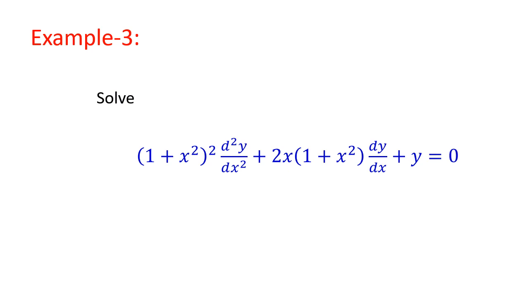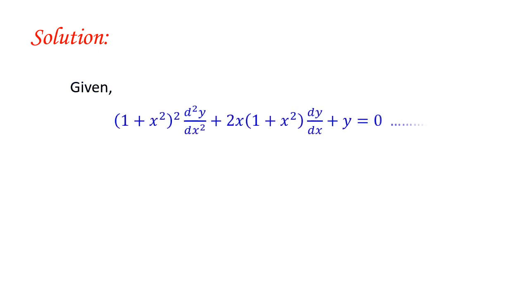Now we shall consider another example. Solve (1 plus x square) whole square into d square y by dx square plus 2x into (1 plus x square) into dy by dx plus y is equal to 0, using the transformation z is equal to tan inverse x. Okay, consider the given equation. That is (1 plus x square) whole square into d square y by dx square plus 2x into (1 plus x square) into dy by dx plus y is equal to 0. Call this as equation 1.